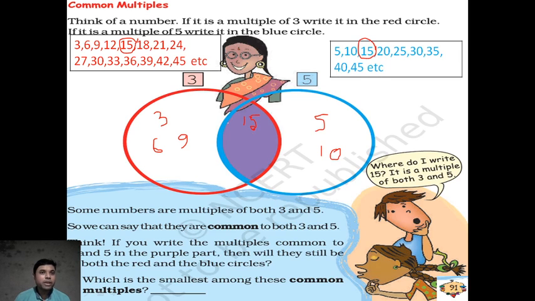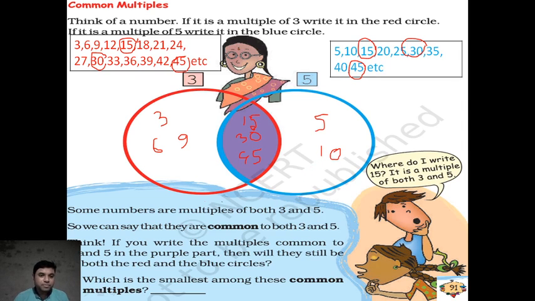Is it clear? So what other common multiples have you seen here? Look, 30, here also 30. So write 30 also. Next is 45. Look, 45 is here, 45 also here. So right here, 45. The others you write here and here.